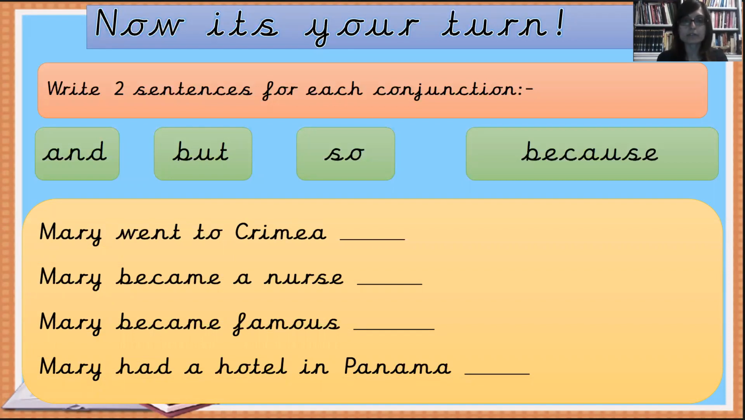Once you have written 2 sentences for each conjunction, which would make it 8 sentences altogether, we would like you to upload them onto Tapestry. Before you go, let's write a sentence together.